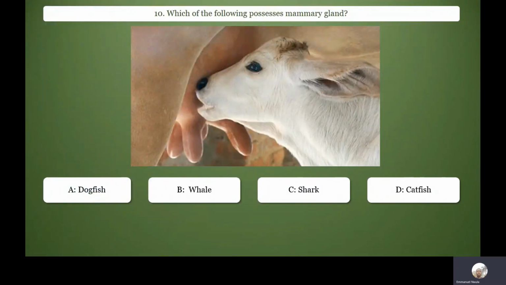Which of the following possesses mammary glands? Mammary glands are only possessed by mammals. And the only mammal here is whale, option B. So option B is correct here.